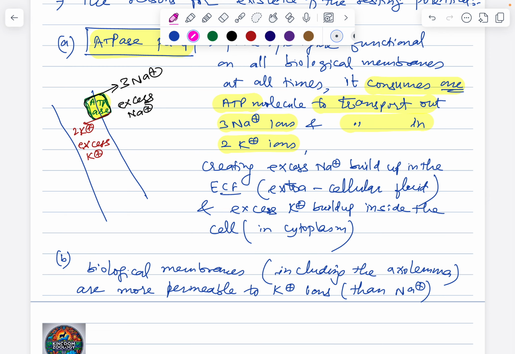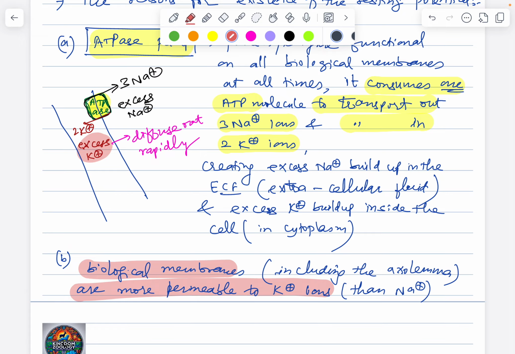Whenever there is excessive potassium buildup inside, do you think potassium will try to come out by diffusion? Yes, because anything present in high quantity anywhere will try to move along the concentration gradient to the place where it is present in less quantity. So potassium ions diffuse out, but what would be the speed of diffusion of the potassium ions? Rapid, because the biological membranes are more permeable to potassium ions. So potassium will start diffusing out rapidly.